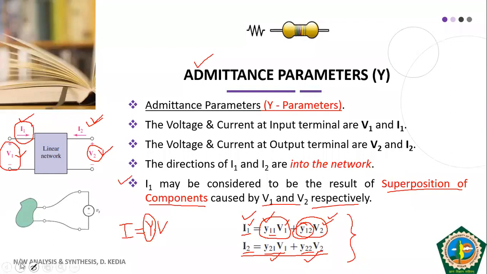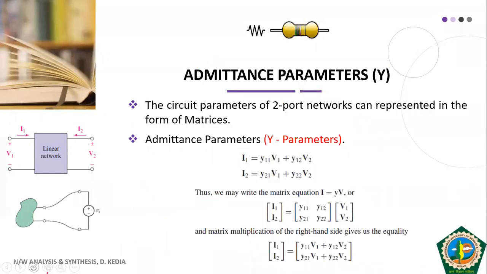So let us move forward. Now we will represent these circuit parameters of the two-port network in the form of matrices. If you carefully look at these admittance parameters, Y11, Y12, Y21 and Y22, these are nothing but a matrix kind of representation. You see this one.